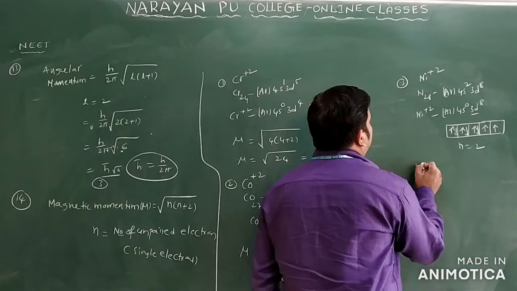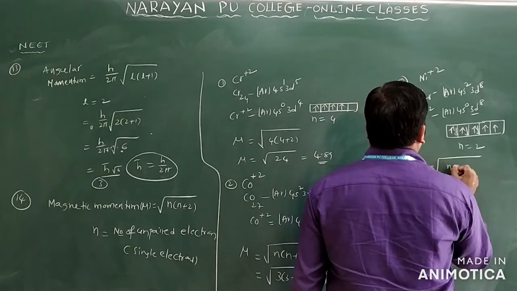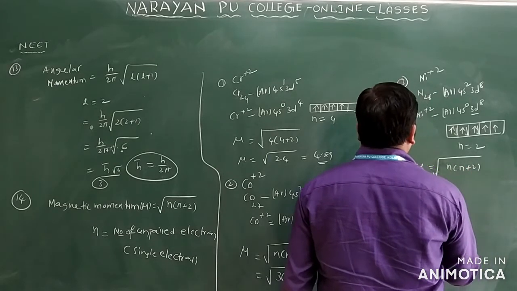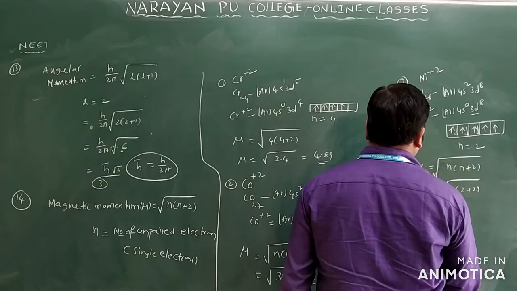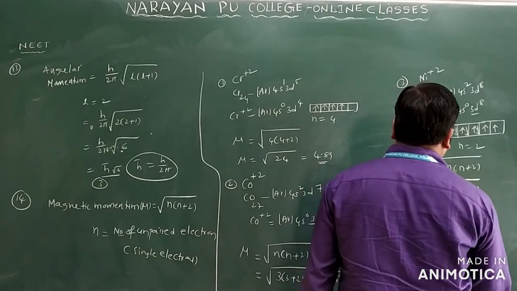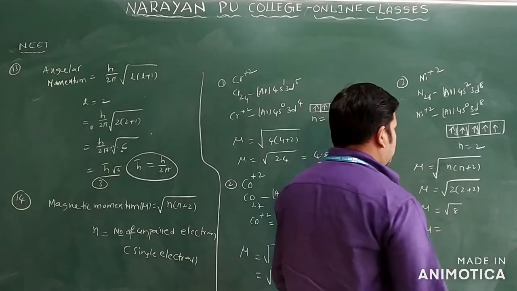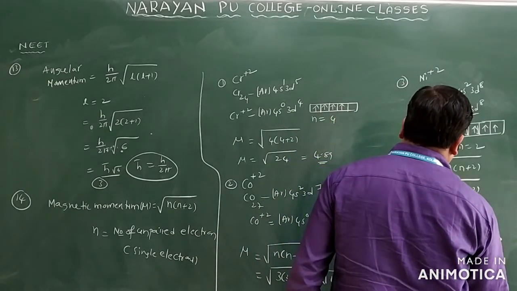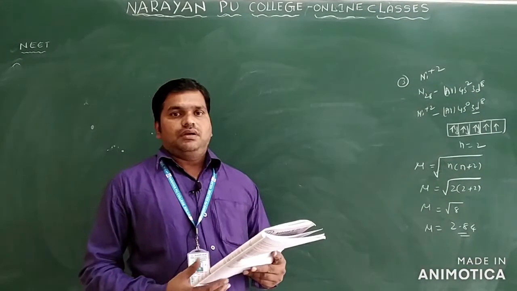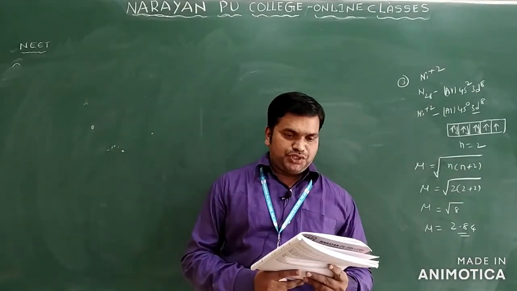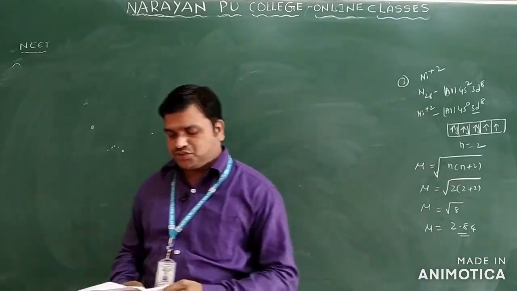Now we write the formula. Mu is equal to square root of n into n plus 2. So mu is equal to, we will write 2 into 2 plus 2. What do we get? We will get root 8 only. So root 8 means approximately we will get here 2.8. So you will take what is the answer for this question number 14. You will take that is third option only, that is Ni plus 2 we have.